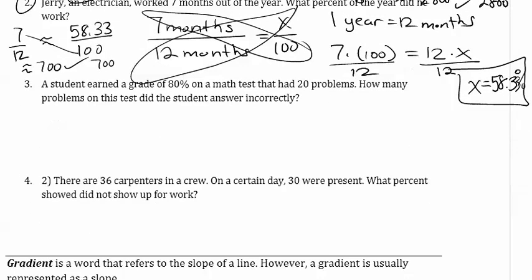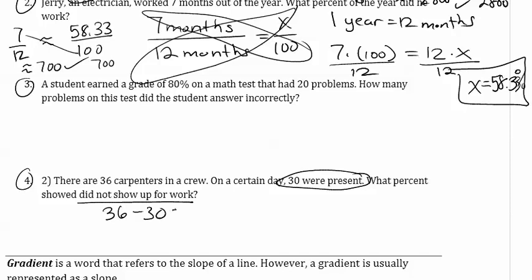Okay, let's try one more. So I'm going to let you go back and do number 3, and I'm going to skip down to number 4. So it says there are 35 carpenters in a crew. On a certain day, 30 were present. What percent did not show up for work? So notice this one is a little tricky because it says what percent did not show up for work. But in the original problem, it told you that there are 35 and 30 were present. So what we have to do from that is figure out how many did not show up. So we can calculate that. 35 minus 30 did not show up. So 5 did not show up.